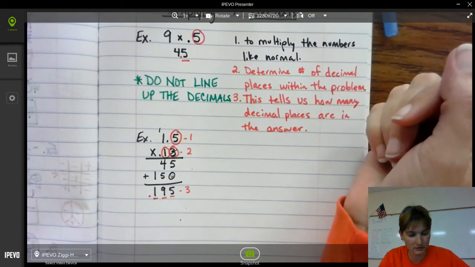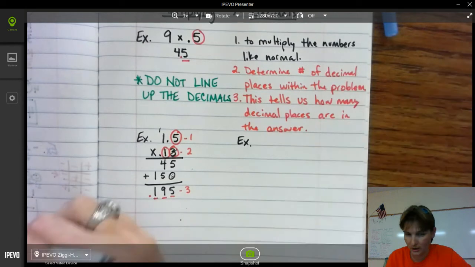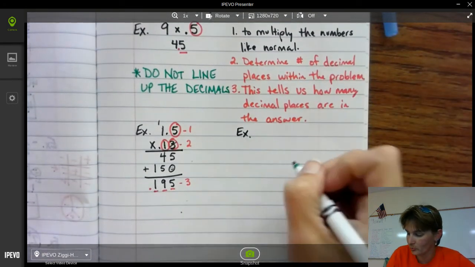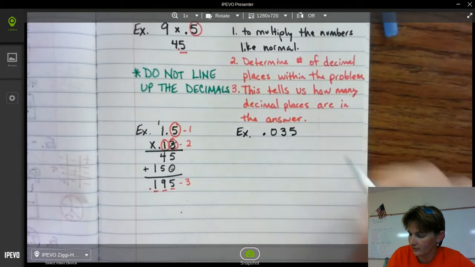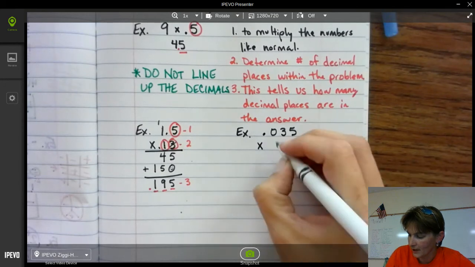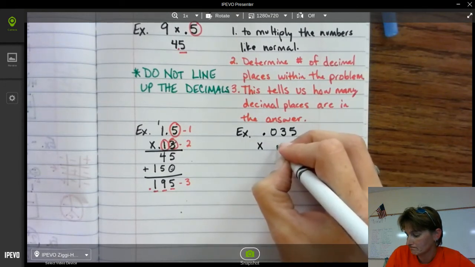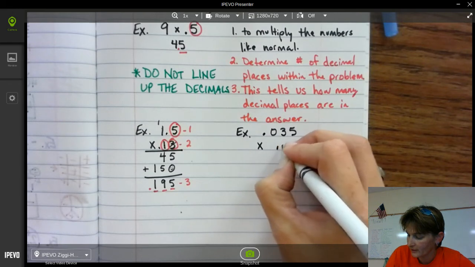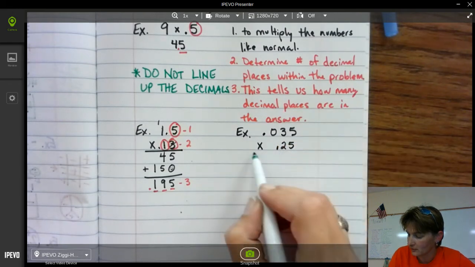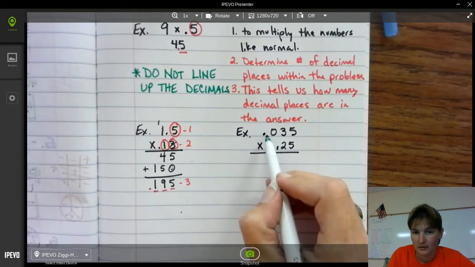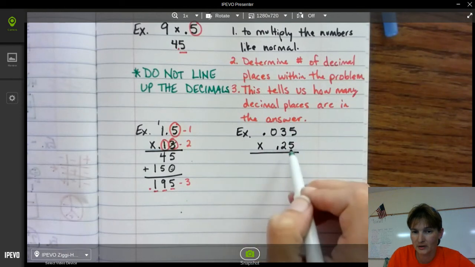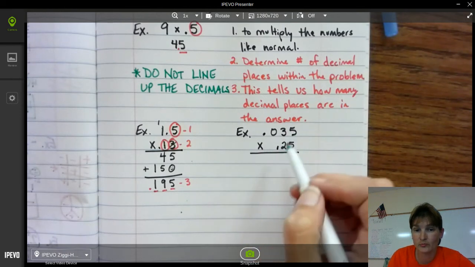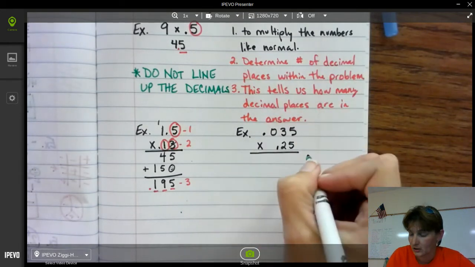All right, so let's go ahead and look at another problem. I'm going to move this over here off to the side to save space. So next example is, what if we have 0.035 multiplied by, let's say, 0.25. Here and here are our decimals, but we do not have to line them up. We are multiplying, so we're stacking the numbers like normal so that we can actually multiply first. So let's go ahead and do that.